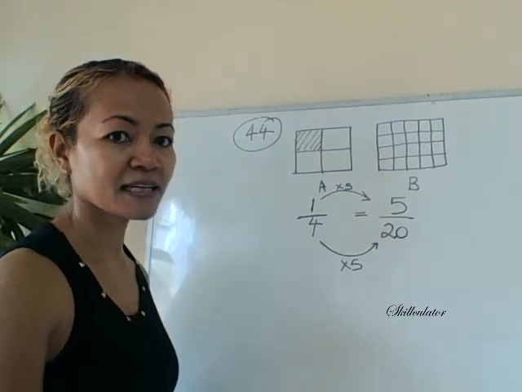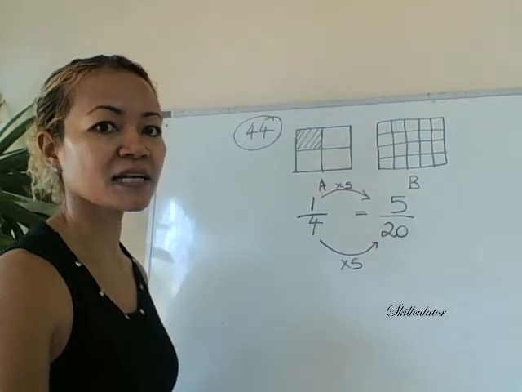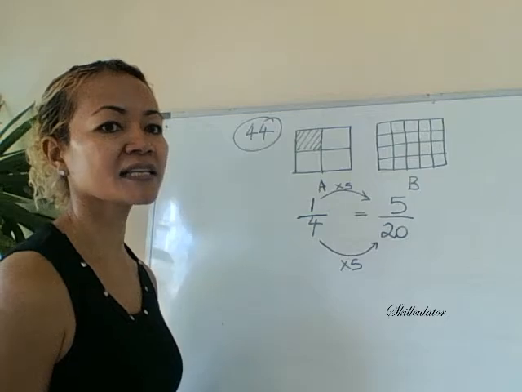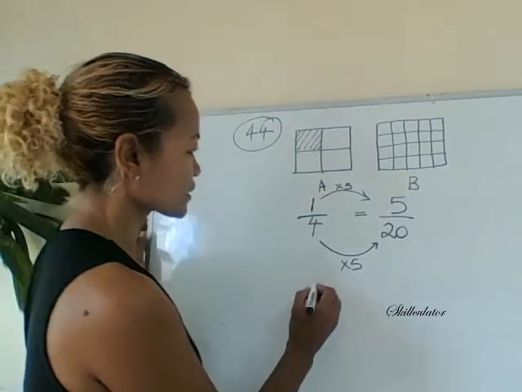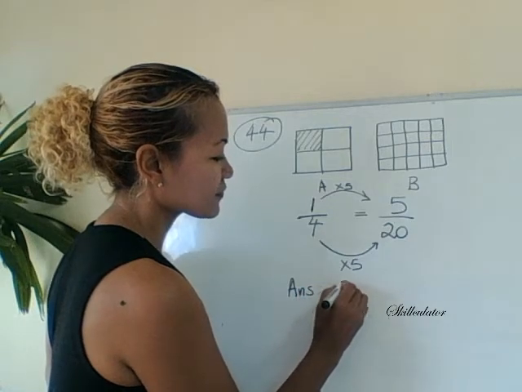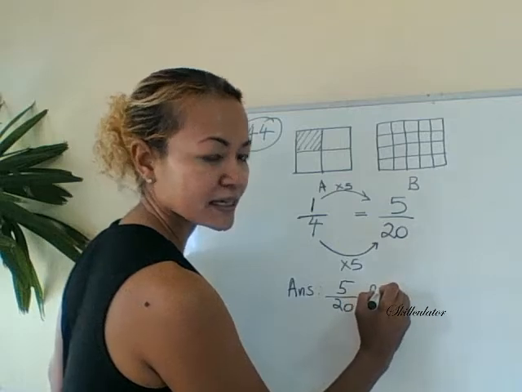5 over 20. Let's go back to the question itself, and the question asks, what fraction of rectangle B would Isha shade to make it an equivalent fraction? The answer, 5 over 20 of rectangle.